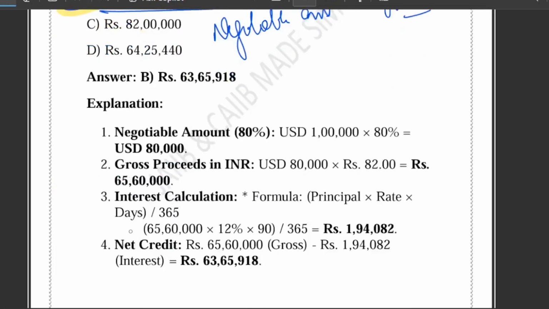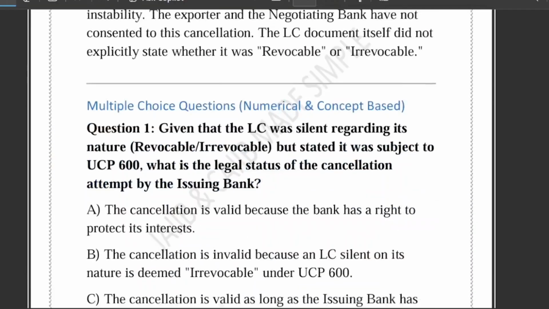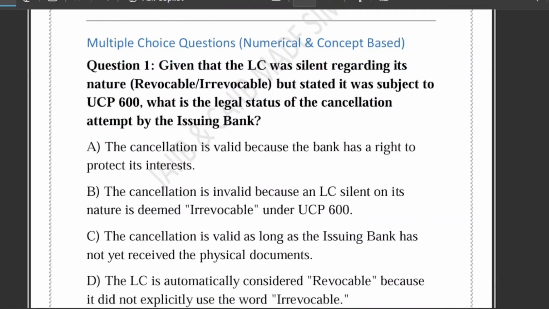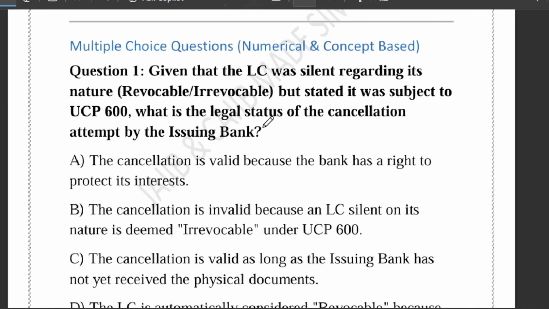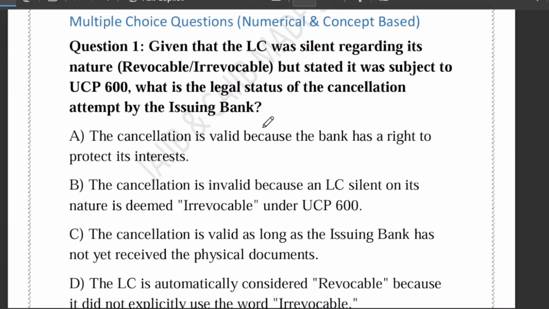Now friends, let's look at the next question that they have asked. The question is: given that the LC was silent regarding its nature, whether it is revocable or irrevocable, that's not clearly mentioned, but it stated that it was subject to UCP 600. What is the legal status of the cancellation attempt by the issuing bank? So the LC is silent. What is the legal status?